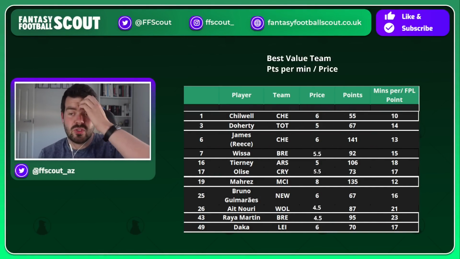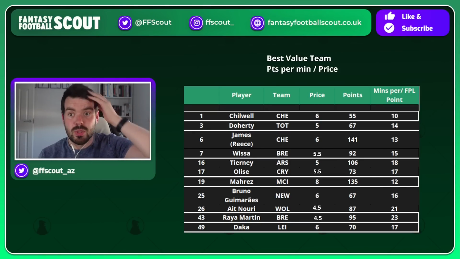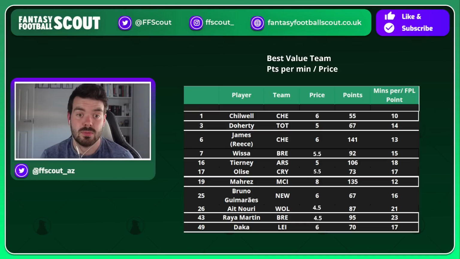Now, this is quite interesting because we get a different sort of idea of players here. So what I've done here is look at points per minute and looked at their price as well, obviously, and then combine them together to give a score, which indicates how good that player is at scoring points for your team, essentially, relative to their price. So this doesn't include the total they've done, it just includes the games they've played and the points they've scored.